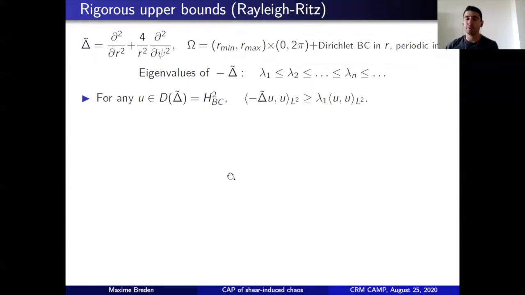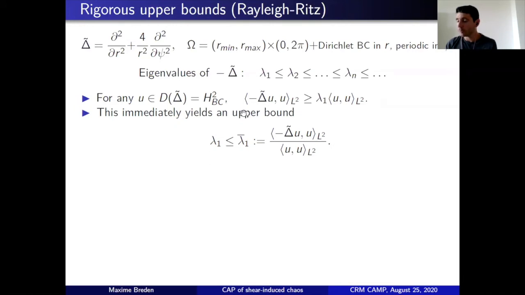So again, let's start with easy things. This is stuff all of you probably know, but maybe you never thought before that this could be used to actually get rigorous bounds. If I take any element u in the domain of my operator, so in that case it's just H2 with the boundary conditions, and I compute minus delta tilde u, scalar product with u, then since lambda1 is the smallest eigenvalue of this self-adjoint operator, I know that this is larger than lambda1 times u scalar u. As soon as u is non-zero, this gives me an upper bound for my smallest eigenvalue. I can just compute this quotient, and that's it.